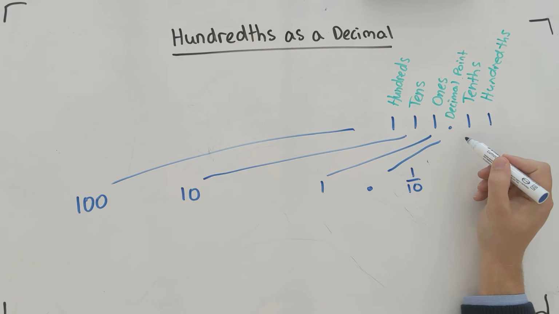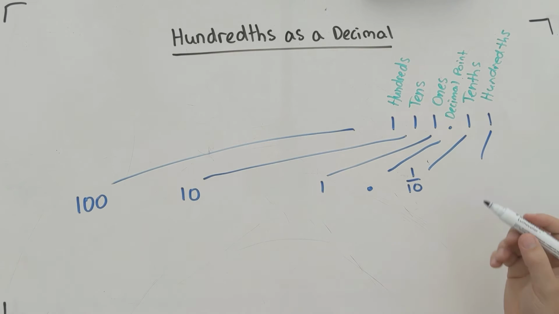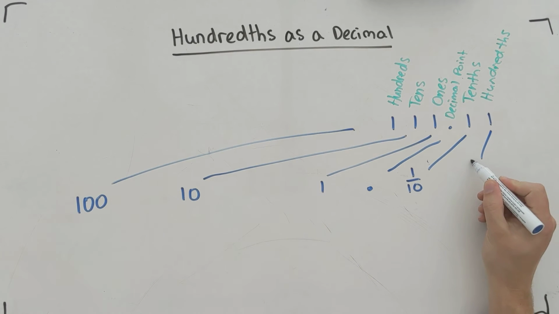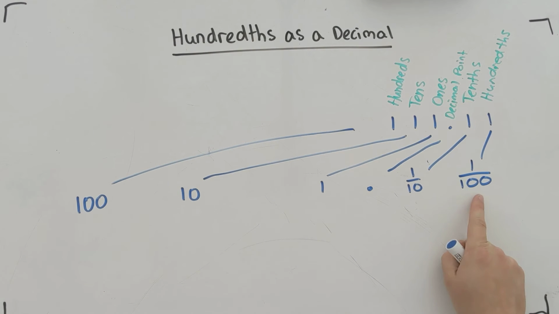If the tenths column showed us 1/10, well, the hundredths column, I think, would show us 1/100. So it's an even smaller piece, an even smaller fraction, because the amount that you need to make a whole is way bigger, isn't it?